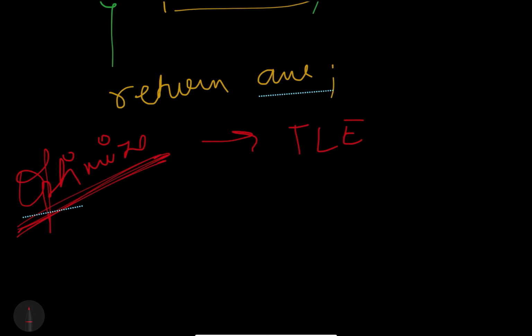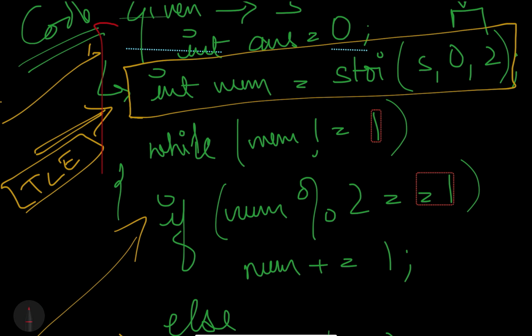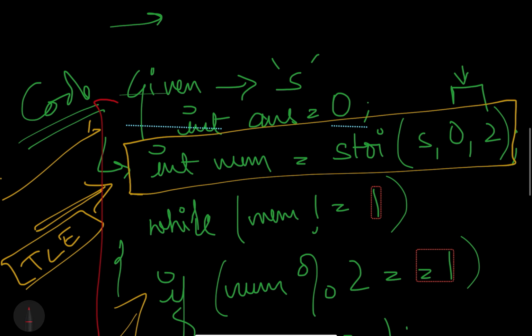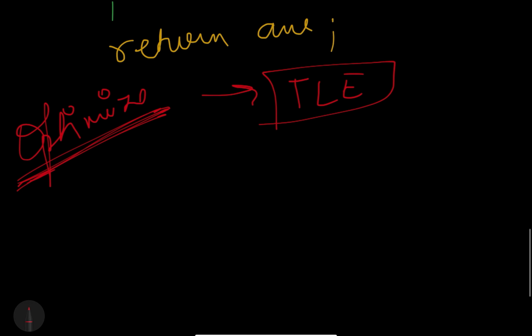Okay, so first you'll tell the interviewer about this approach. You'll not write the code, you'll just tell the approach. Then if he asks how we can improve it, then you'll suggest the optimized approach. Think of an optimized approach.